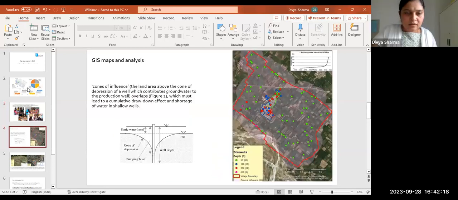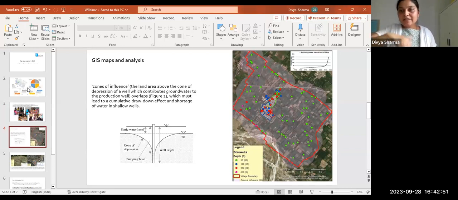Okay. So this is the map which we created after mapping all the wells and borewells, and we created an influence zone. So there is an influence zone around a borewell, which should not intersect. And there is a law around it, but people don't really care about that law, and people are not penalized for not having that kind of distance between the borewells.